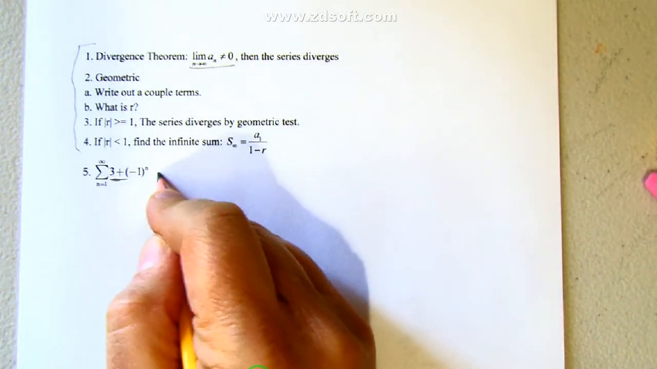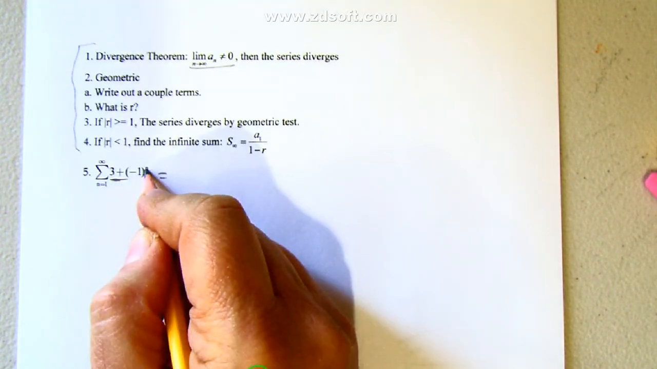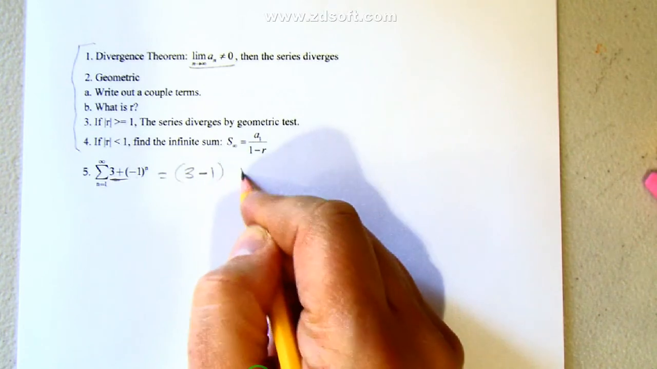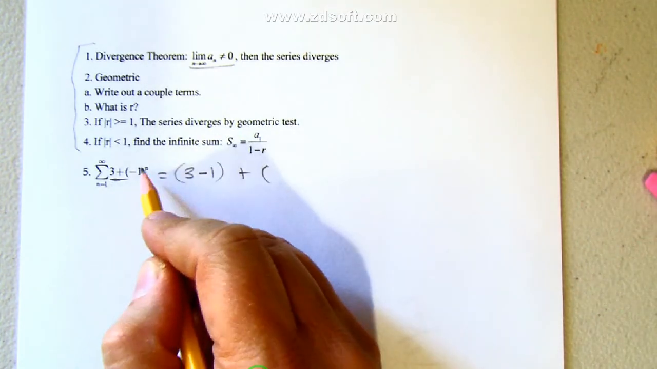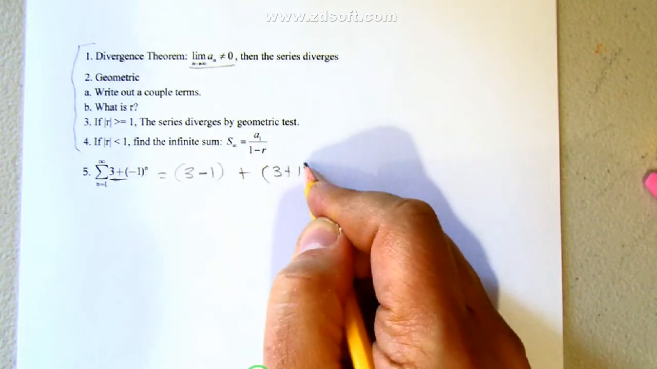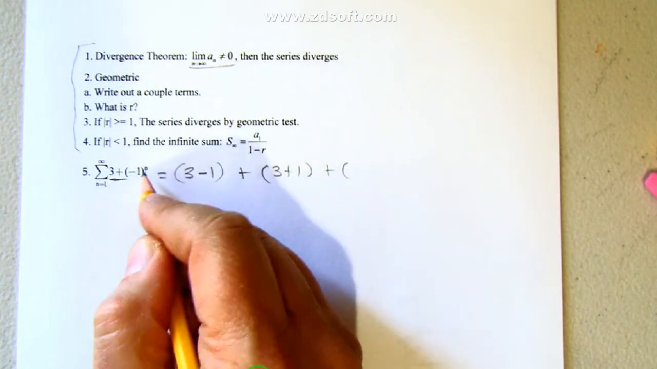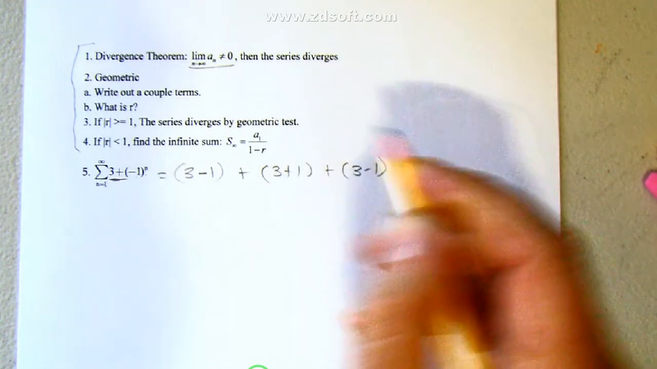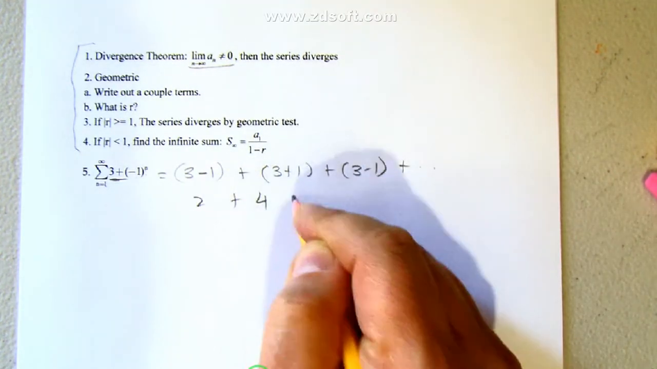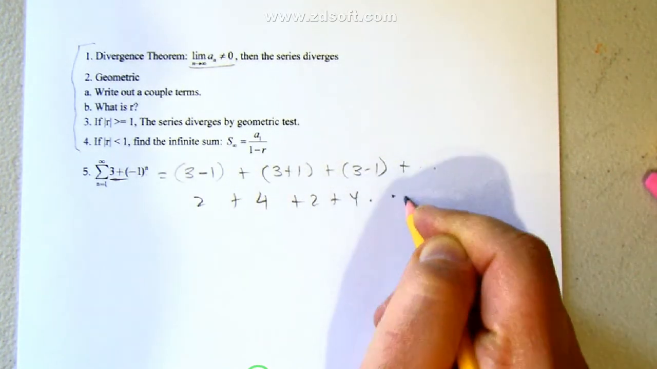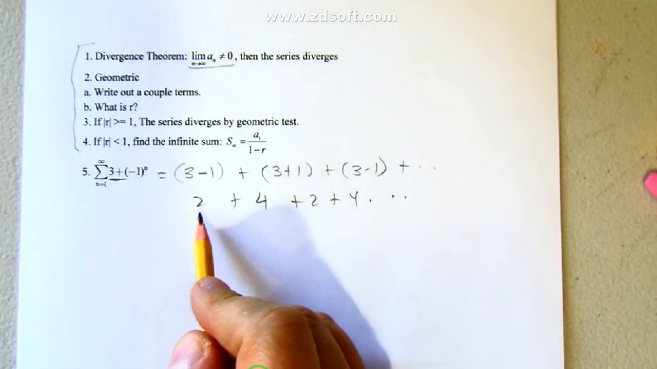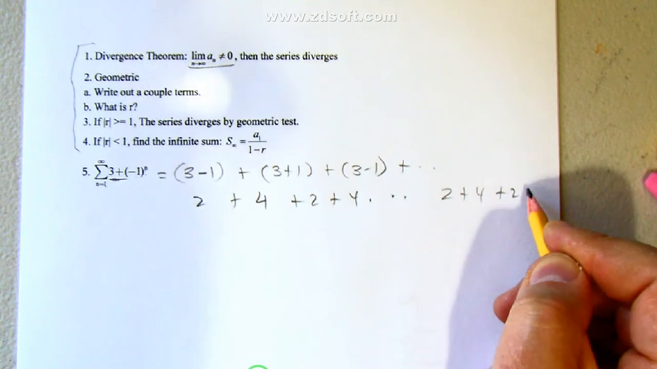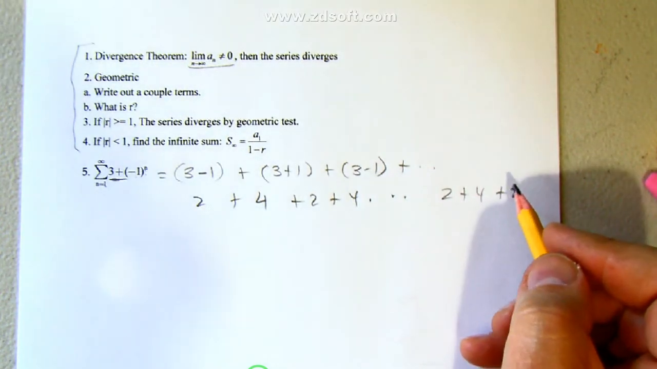Let's just look at what this series would look like. If you plug in 1, you get -1, so it's 3 minus 1 as our first term. Our next term, you plug in 2, that's going to make that a +1, so that's 3 plus 1. And then you plug in 3, which is odd, so therefore it's going to be 3 minus 1, and so on. So this is 2 plus 4 plus 2 plus 4. So essentially, as this goes out, it's going to continue to be 2 and 4, 2 and 4, 2 and 4.